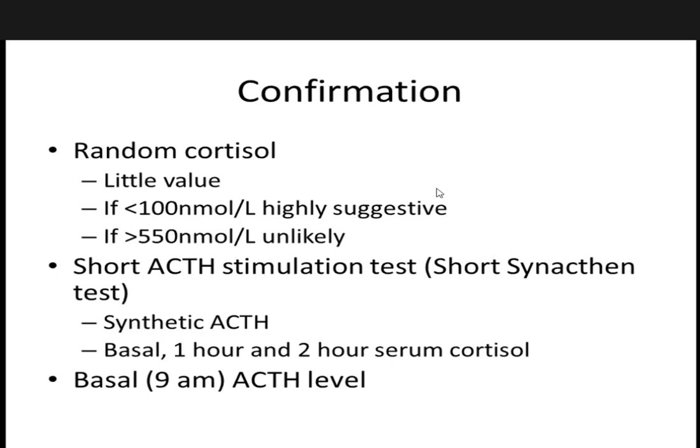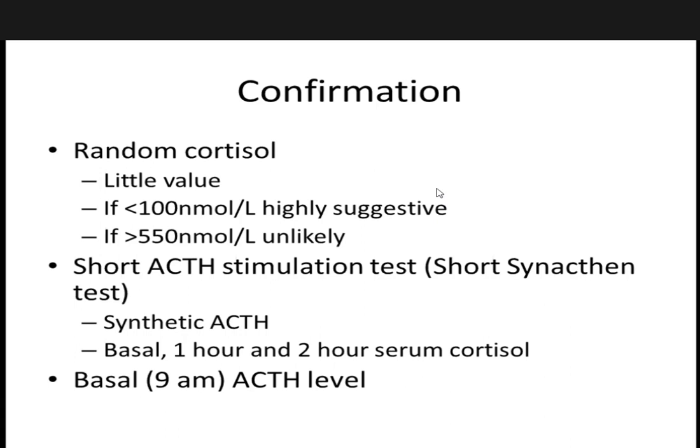right? Then you administer ACTH, or the short synacthen preparation, right? And then you take another 2 samples for serum cortisol, 1 hour after the ACTH administration, and then 2 hours after the ACTH administration, right?